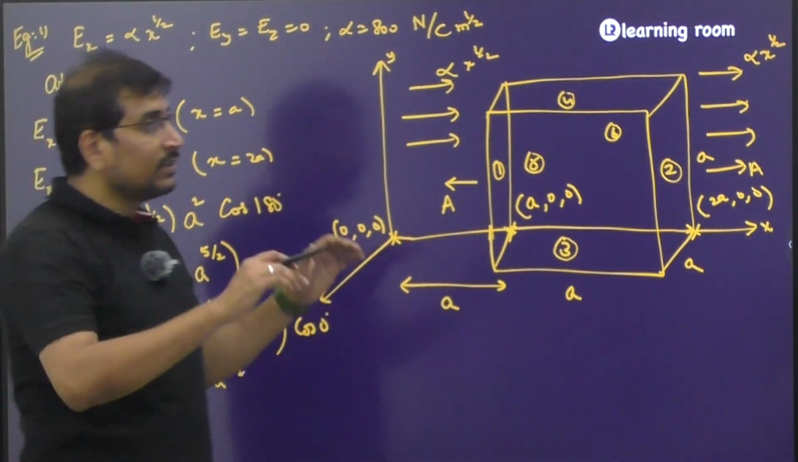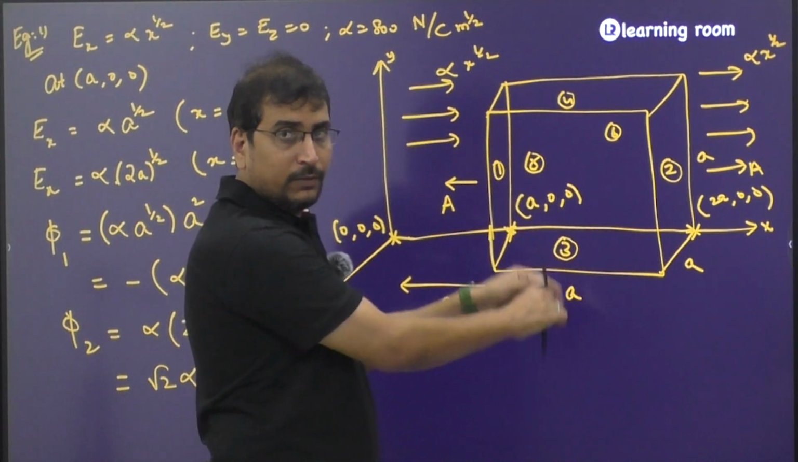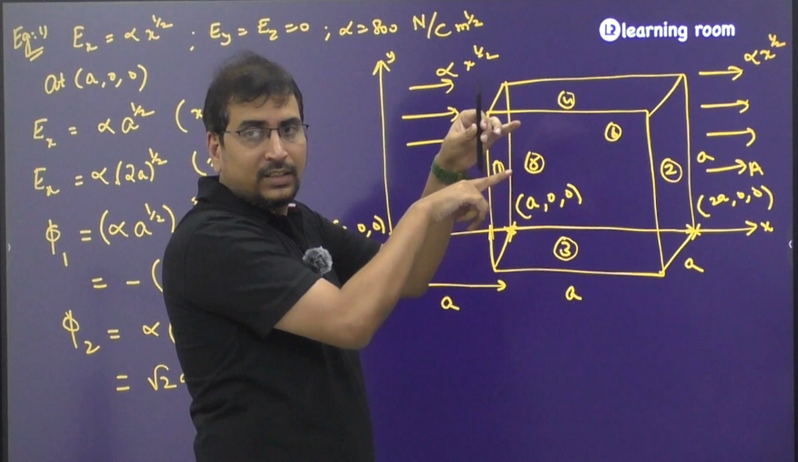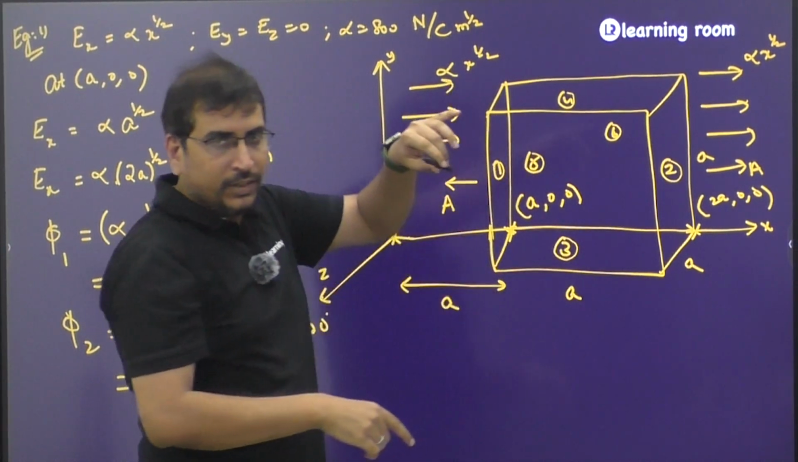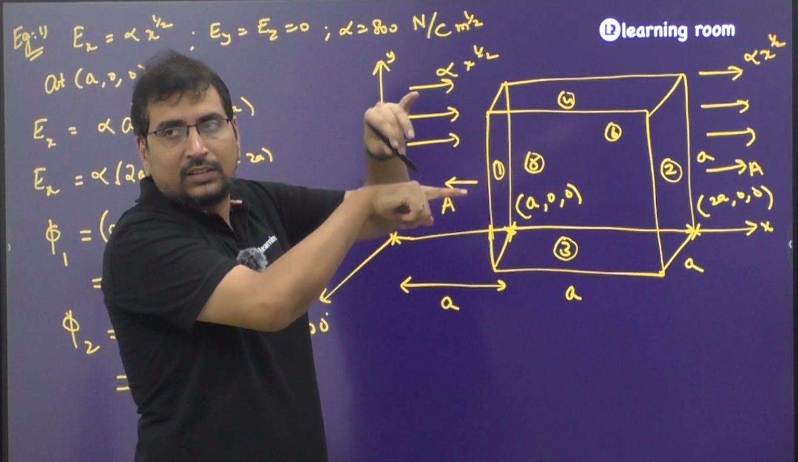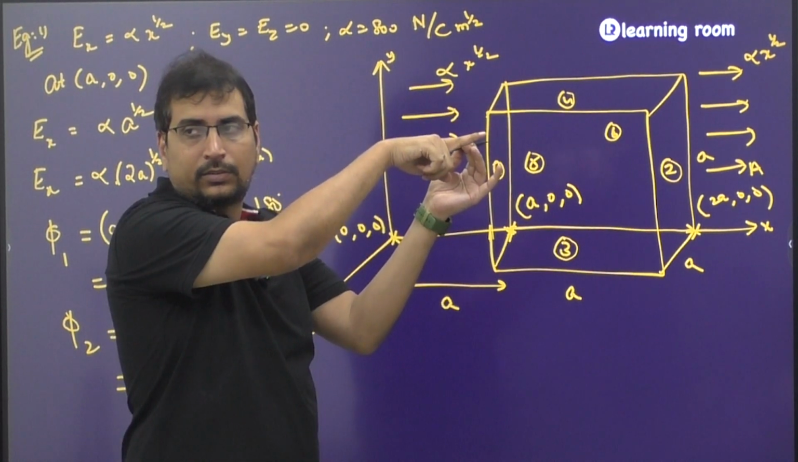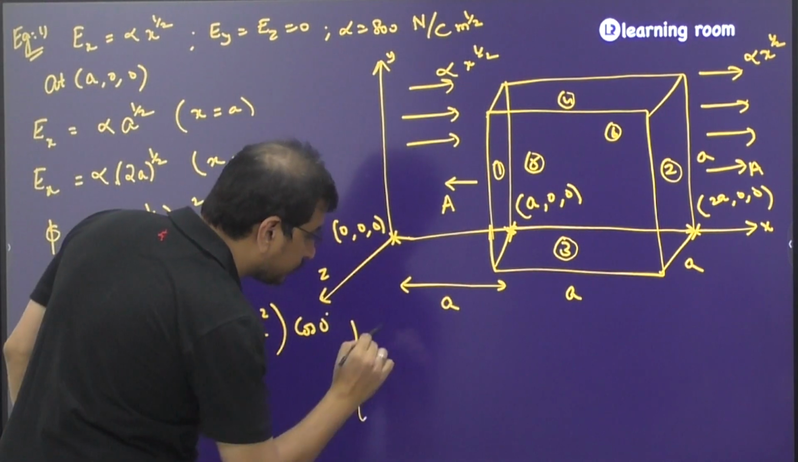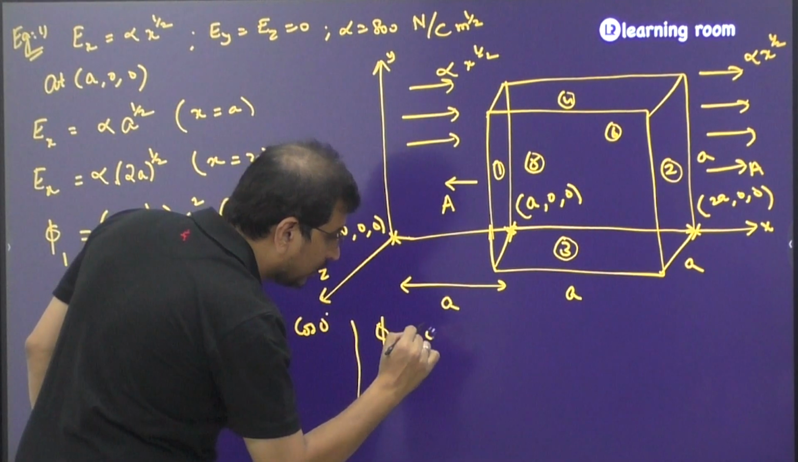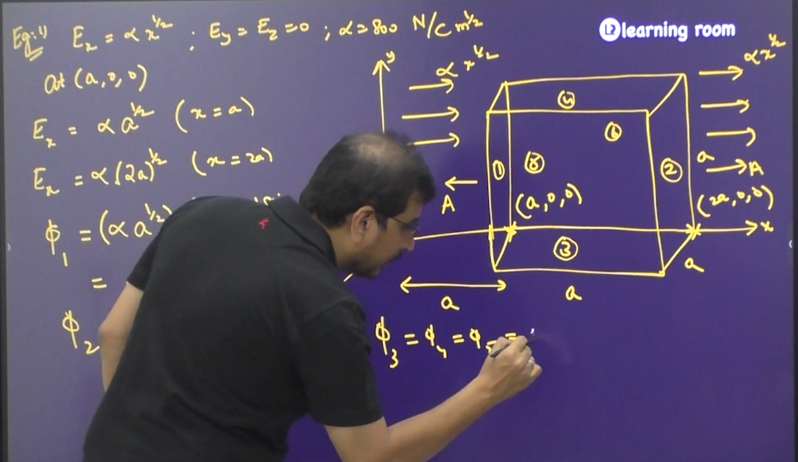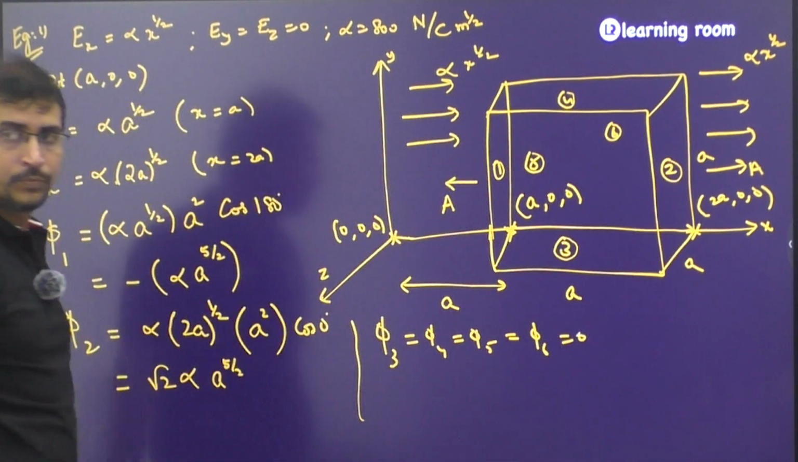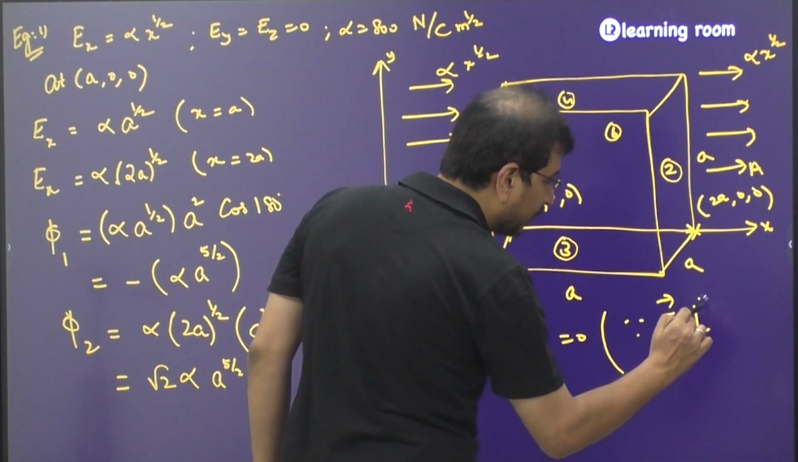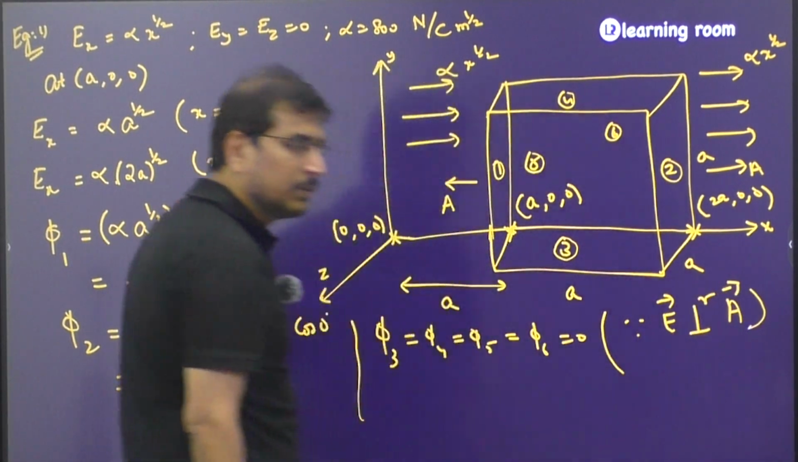Whereas if you look for the other surfaces, for 3 the areal vector is downward, electric field is like this. For 4 areal vector is like this, electric field is like this. For 5 areal vector is like this, electric field is like this, and for 6 like this. So everywhere it is perpendicular. So from this, what can I conclude? Flux through the third, fourth, fifth and sixth is going to be 0, because E vector is perpendicular to A vector, as simple as that.